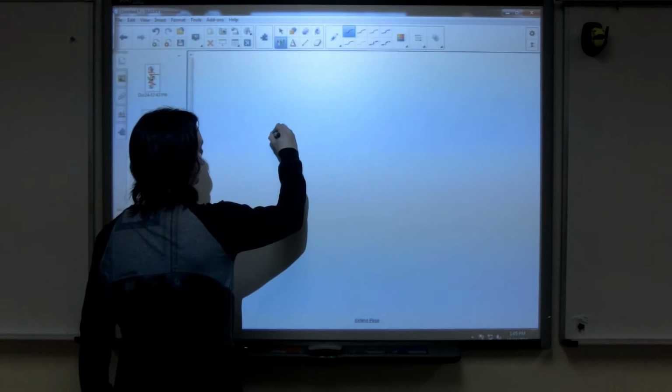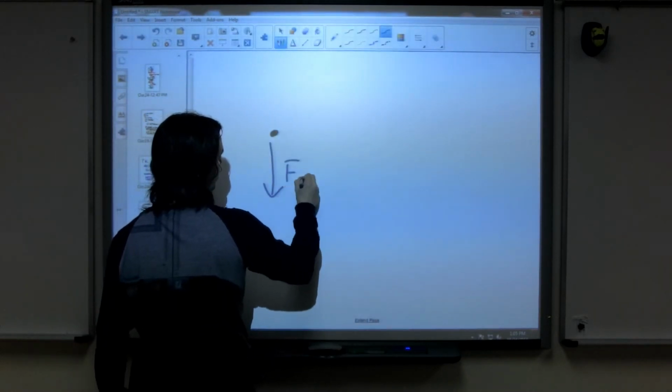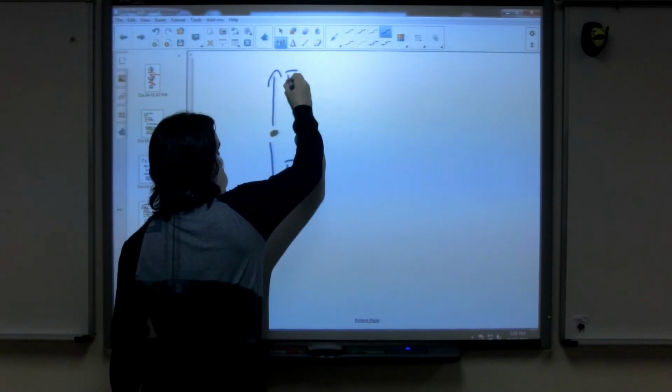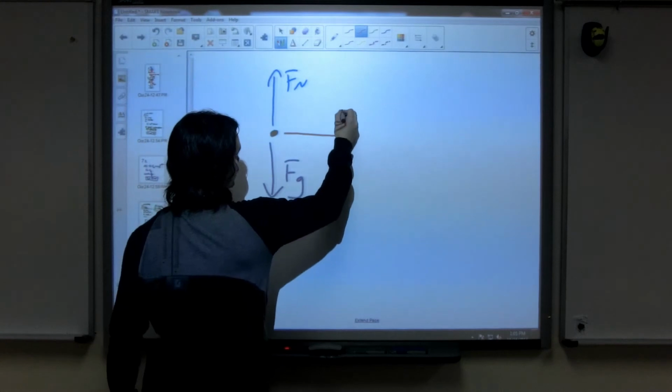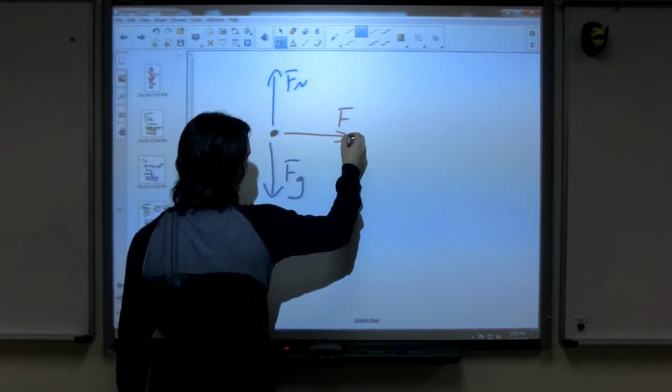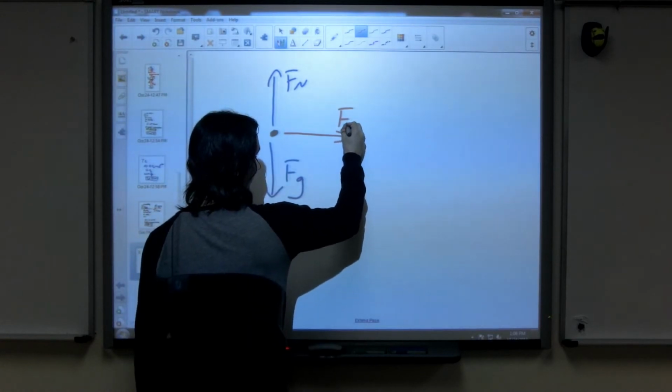If I were looking at the car, I would have a force of gravity downward, a normal force upward because it's not falling through the ground, and we would have some force propelling it forward. Strangely enough, that's actually the force of friction between the tires and the ground, but we'll just call that Fa.